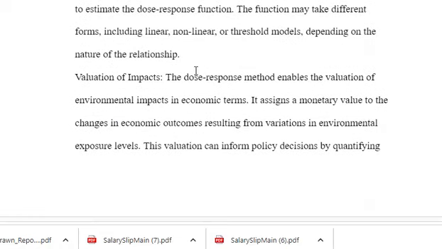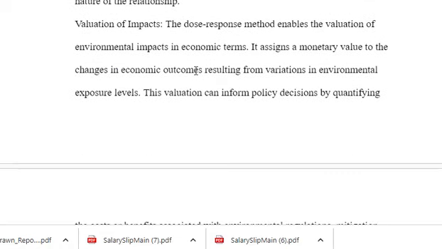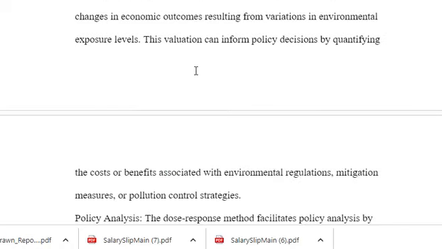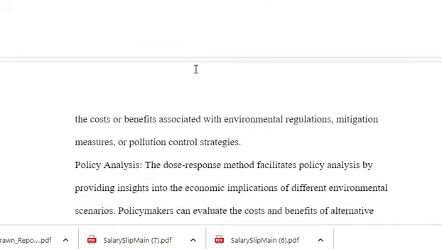Then valuation of impact. The dose response method enables the valuation of environmental impact in economic terms. It assigns a monetary value to changes in economic outcome resulting from variation in environmental exposure levels. This valuation can inform policy decisions by quantifying the cost or benefit associated with environmental deregulation, mitigation measures, or pollution control strategies.